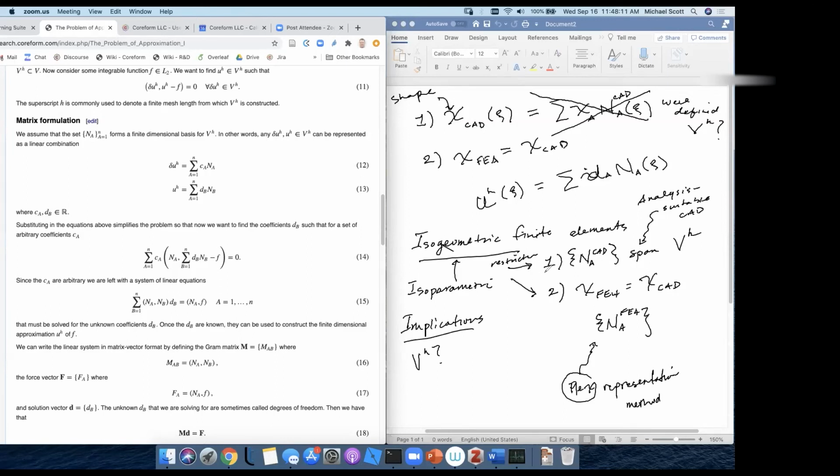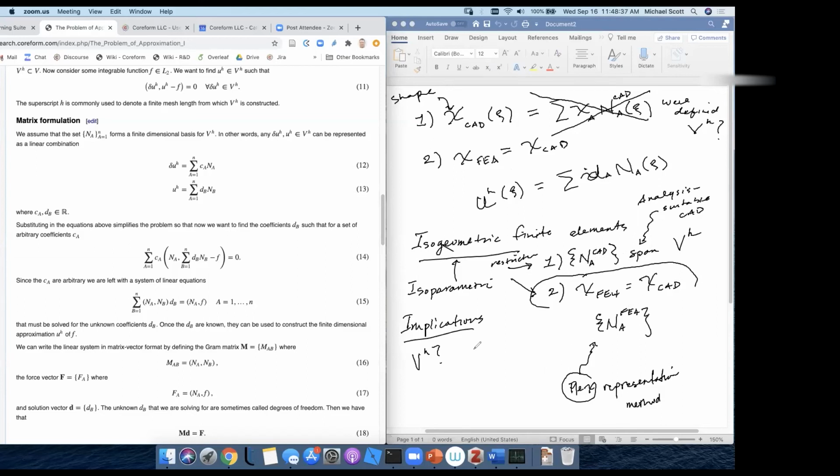So that's a huge constraint on this method, right? Because then you have to build an analysis suitable version of your CAD, which is fine. For many purposes, it'll give you such tremendous benefits, it'll be worth it. But what are the implications of number 2? You have to redefine your FEA.